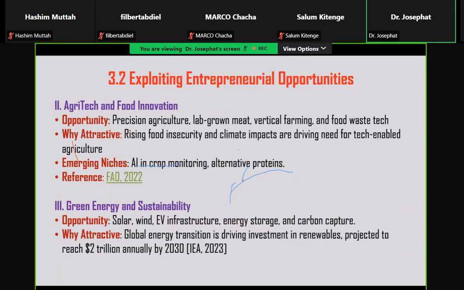So sehemu ya pili ambayo kuna a lot of opportunity ni agri-tech and food innovations. Na hii inatuhusu sana sisi kwenye mambo ya chakula, ukulima na whatever. Kwa sababu tuna a lot of fertile lands in our country, na eneo kubwa la ardhi bado halitumiki. So tukiangalia opportunity ambayo iko kwenye agri-technology, kuna precision agriculture, lab grown meat, vertical farming and food waste tech. Kuna a lot of opportunity kwenye precision agriculture, kilimo ambacho ni cha kisasa zaidi, kwamba tutumie nyenzo za kisasa au tufanye green agriculture, green cultivation.